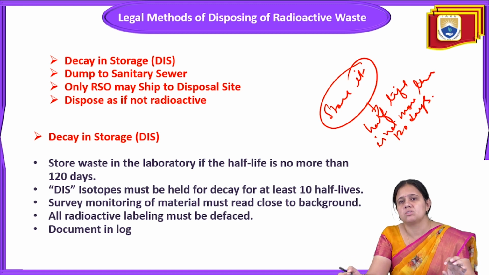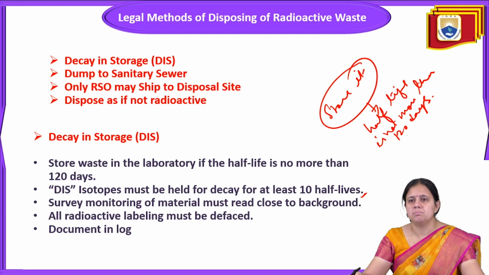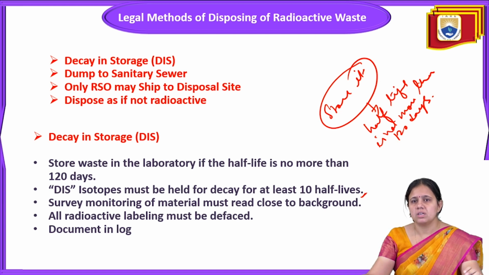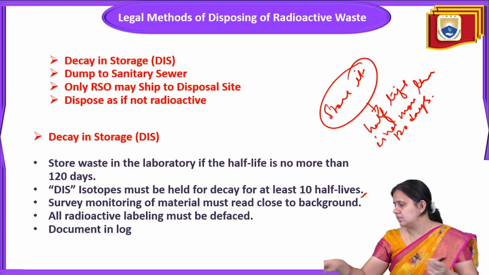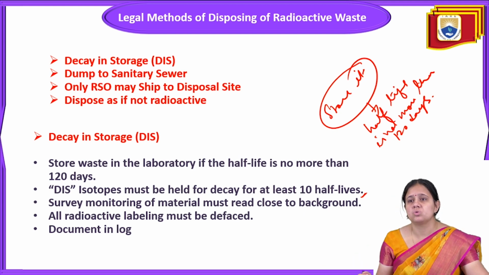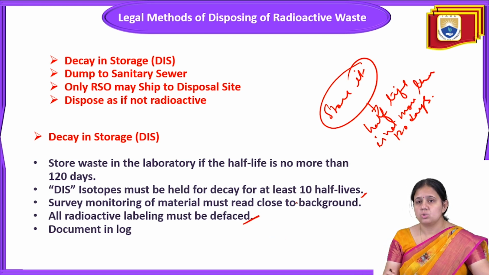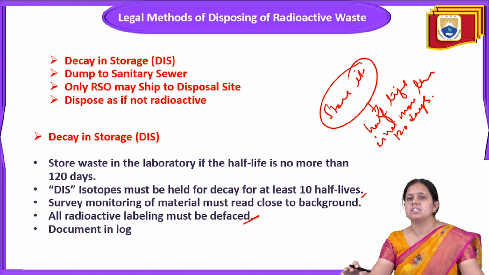DIS is again decay in storage. The isotope must be held for decay for at least 10 half-lives. Survey monitoring of the material must read close to the background. All radioactive labeling must be defaced, and documentation must be kept in a log. So these are the five points related to decay in storage.